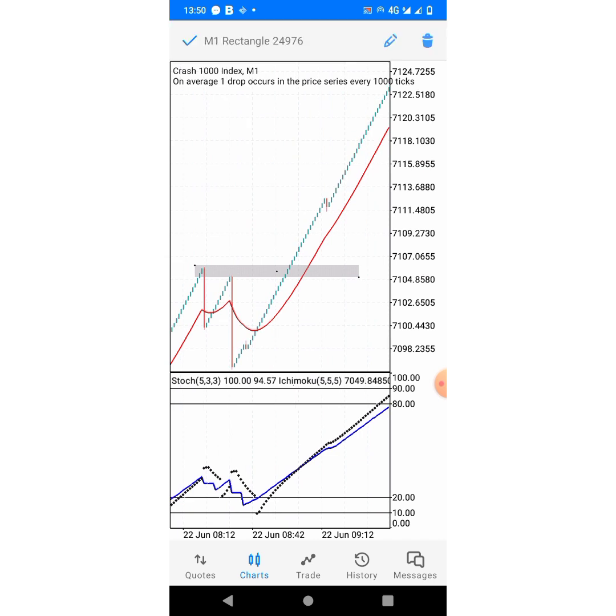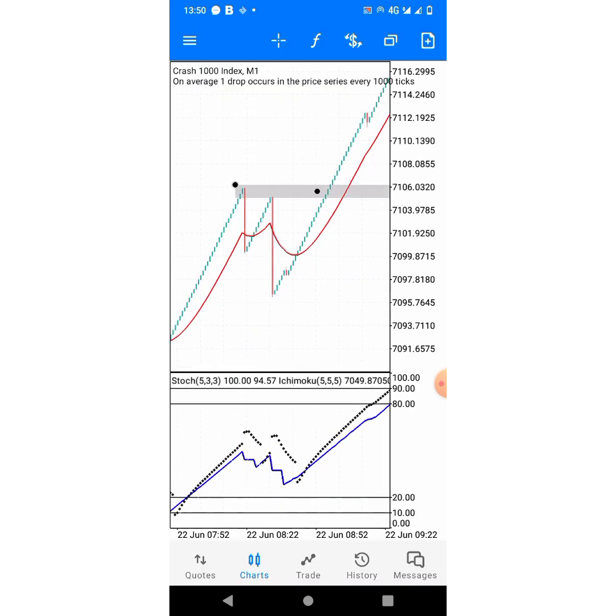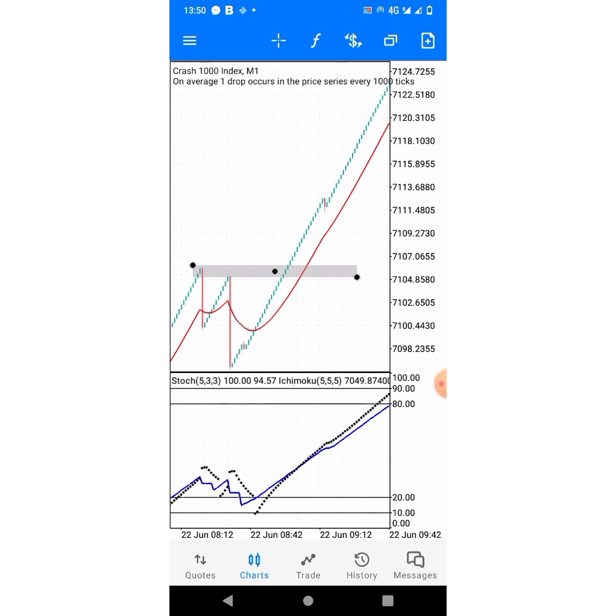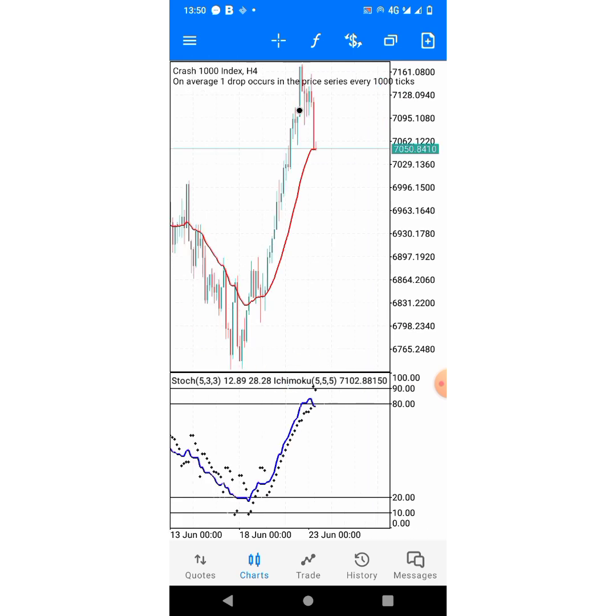Let me make it big and thick, 4 pixel. So you could have just traded around this area. This is the 1 minute time frame, so it's actually going to be very small. Now let's go back to the higher time frame and see.